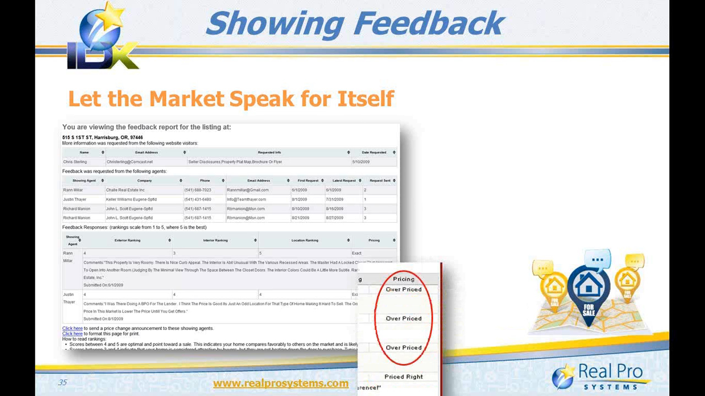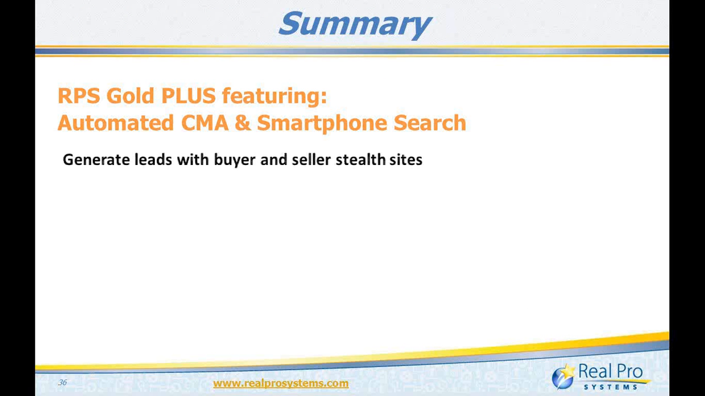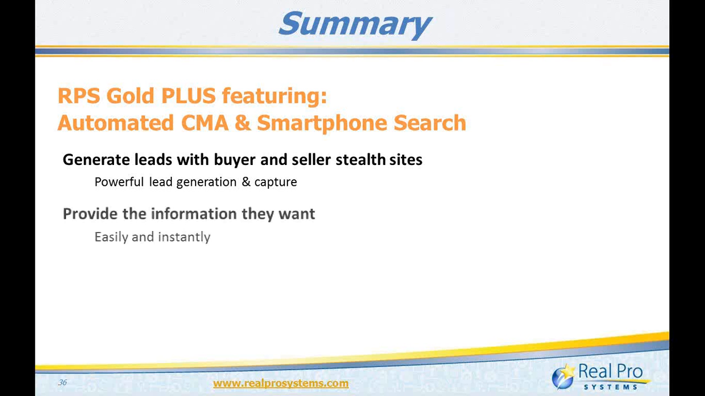So just to summarize, RPS Gold Plus is a complete system. It features the Automated CMA and Smartphone IDX Search. Through these tools, you can generate leads through the buyer and seller stealth sites. These are powerful lead generation and capture tools. It allows you to capture leads by providing users with something that they want in exchange for an information needed to communicate with them, their email, and you provide it easily and instantly to them.